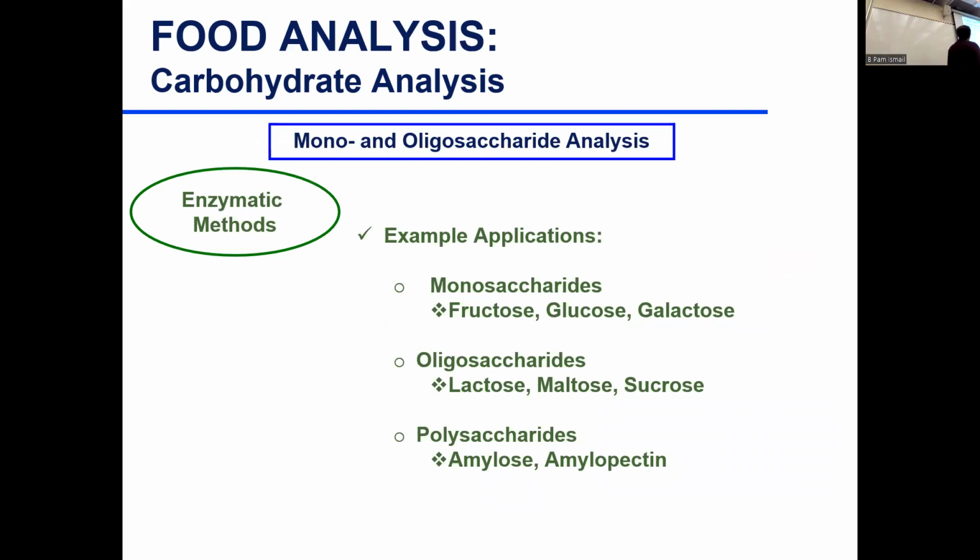With enzymatic reactions, we have a lot of enzymatic kits to determine specific concentrations of fructose or glucose or galactose, these are monosaccharides, or we can do oligosaccharides or disaccharides, lactose, maltose, and sucrose. We can also use enzymes to determine the concentration of total starch and amylose and amylopectin specifically as well. So we'll learn about that when we cover the starch analysis.